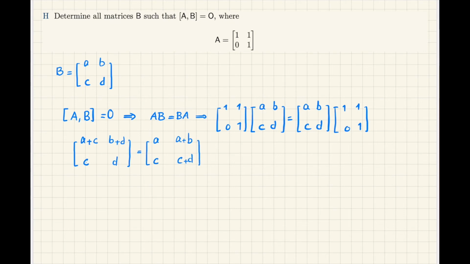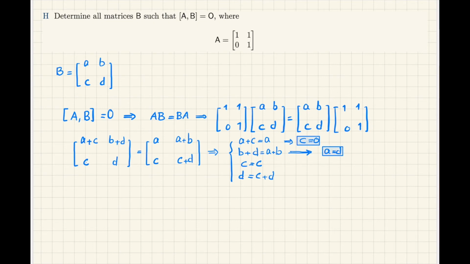So for these matrices to be equal, I have to guarantee these conditions. A plus C should be equal to A, B plus D should be equal to A plus B, and then C should be equal to C, and D should be equal to C plus D. But from the first relation, I immediately conclude that C has to be equal to 0. And from this equality, by canceling B, I will get that A has to be equal to D.